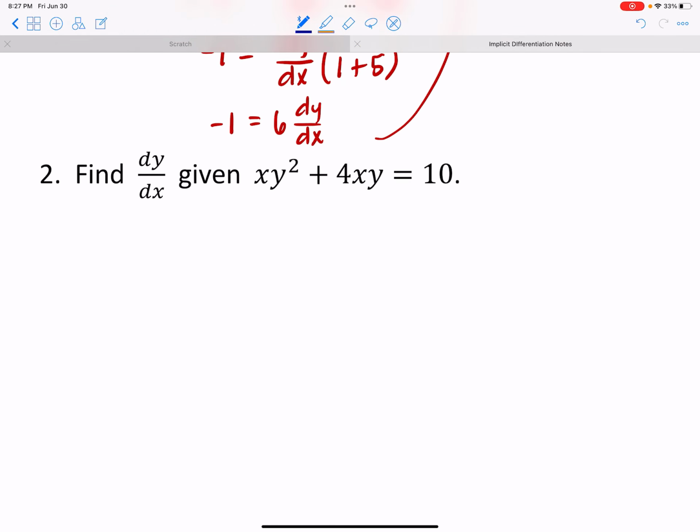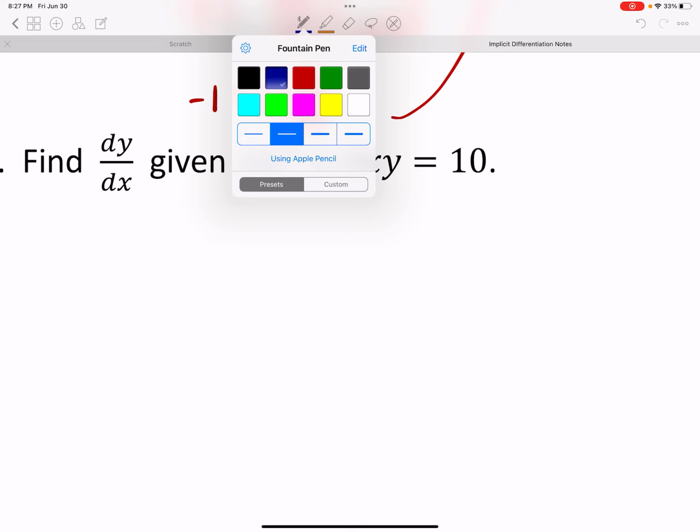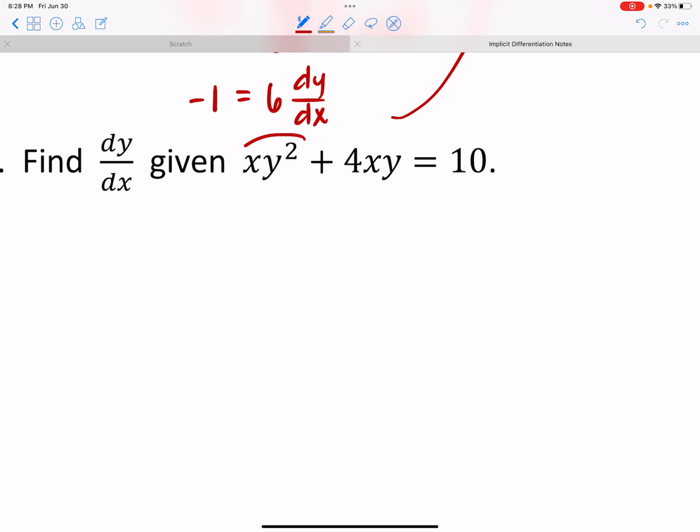So let's try another one. We're going to find dy/dx here. Let's leave this one in its form as it is. Let's not do any manipulations and just try to differentiate. This is a product of two functions, right? We have a product of x and y squared, and then another product of two functions: 4x being multiplied by y, so we're going to have to use our product rule twice here. I'm going to say f and g here.